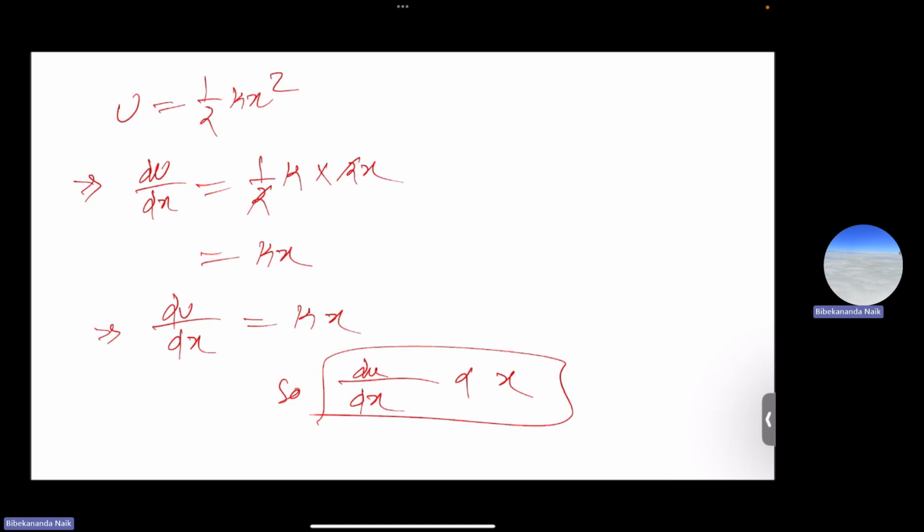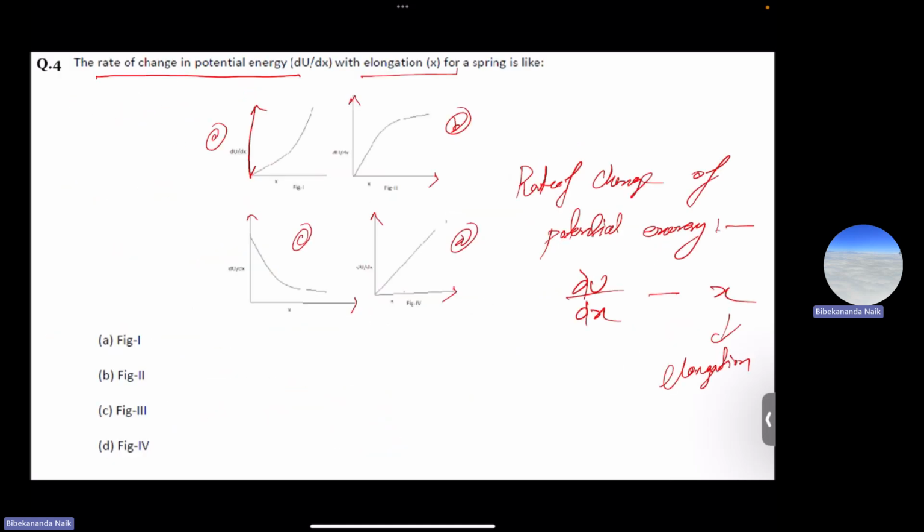And in the interaction session where we discussed the basic concepts of graph plotting, we found that when y is directly proportional to x, it is a straight line. So what will be the correct option? The correct option will be figure 1B, because this shows y is directly proportional to x. So the correct option will be option D. The option D is the correct answer. I hope this is clear to everyone.